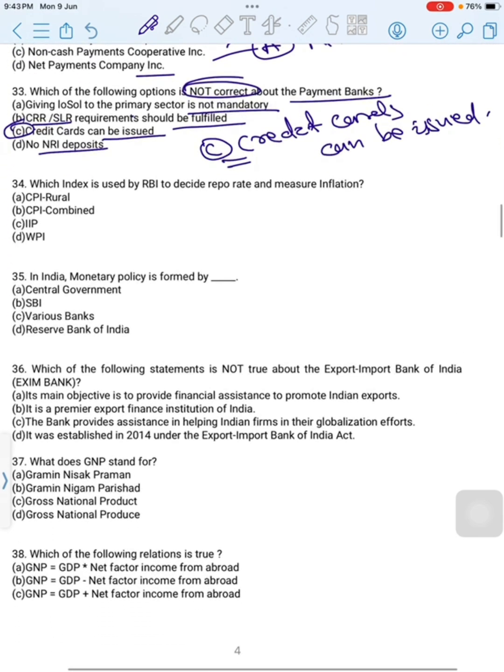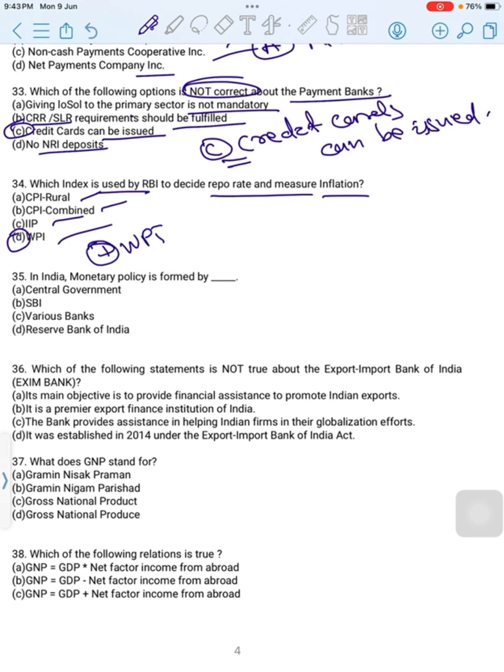Move to the next question. Which index is used by RBI to decide the repo rate and measure inflation? First option is CPI rural. Second option is CPI combined. Third option is IIP. Last option is WPI. Then the correct option is D, WPI. The Reserve Bank of India primarily used WPI inflation for the formulation of monetary policy under the monetary targeting framework, as well as under the multiple indicator approach. Also, inflation measured by other indicators is mentioned and analyzed.